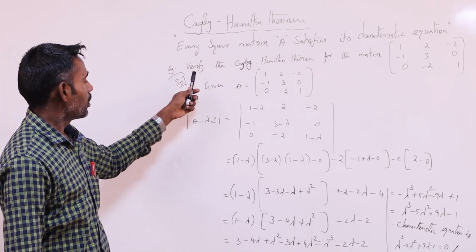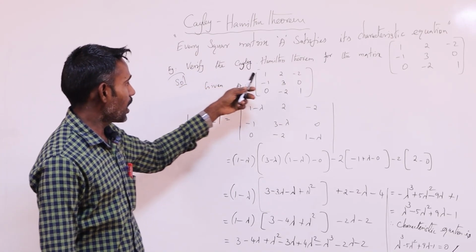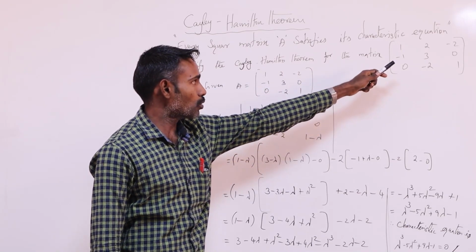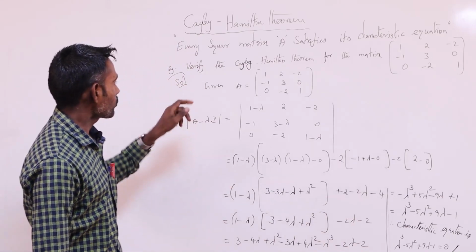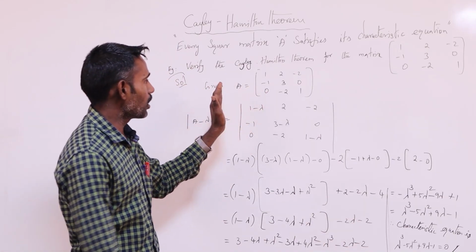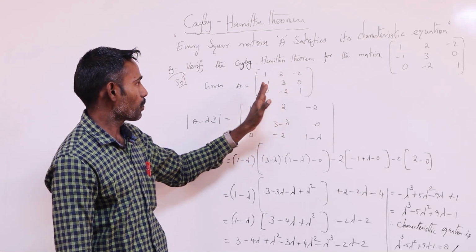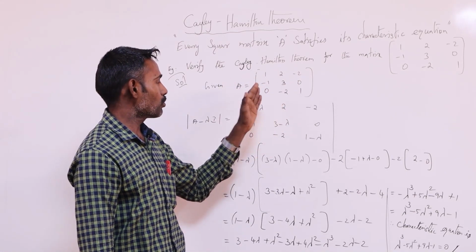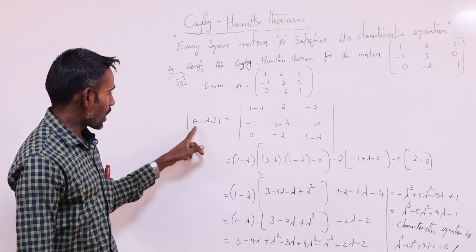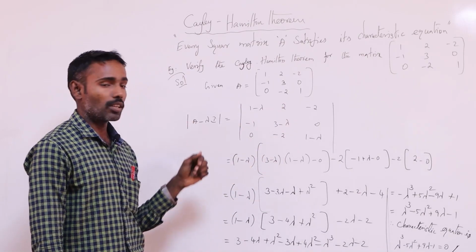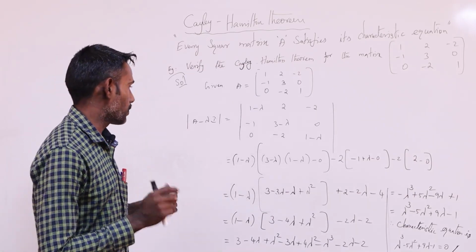For example, verify the Cayley Hamilton theorem for the matrix 1, 2, minus 2, minus 1, 3, 0, 0, minus 1, 1. The given matrix A equals 1, 2, minus 2, minus 1, 3, 0, 0, minus 2, 1. The characteristic equation is the determinant of A minus lambda I.